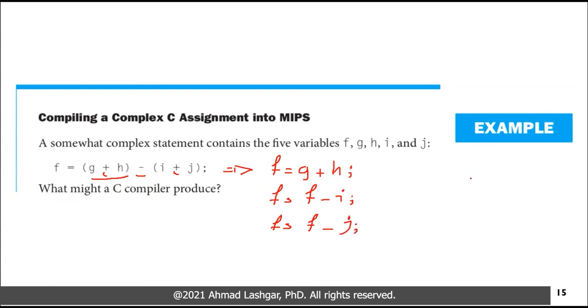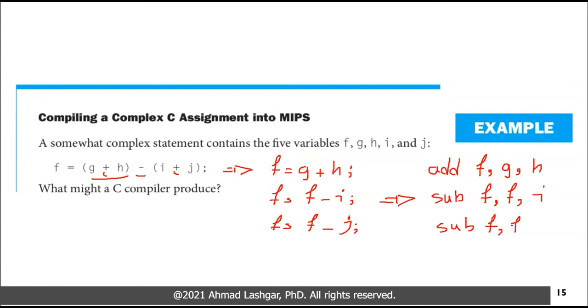These 3 instructions can be translated perfectly to MIPS assembly and correspond to 3 instructions there. So let's compile them to MIPS assembly. First we add: F will be the location where we store the result, first operand G, second operand H. The second instruction is subtract. The first operand is the destination, which is F, and the first input will be F, subtracted by I. The next instruction is another subtract, and the destination is again F, the first operand F, holding the partial result, and the second operand is J.